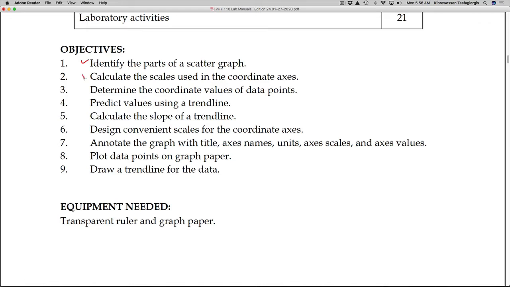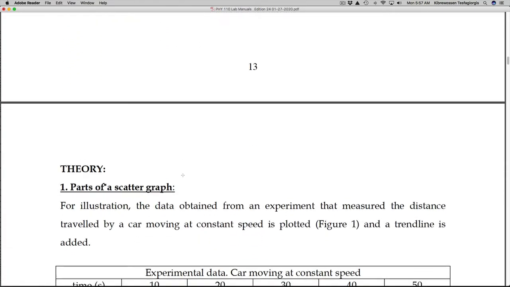Then the second one is how to calculate the scale of a graph, how to determine the different coordinates, how to find the trend line, how to calculate the slope of the trend line. We'll design a convenient scale for a graph, annotate the graph with title, axis names, units, and etc. Then we will learn how to plot a graph and how to construct a trend line. So for today's experiment, what you need is a transparent ruler and a graph paper.